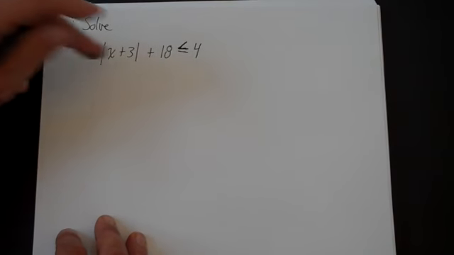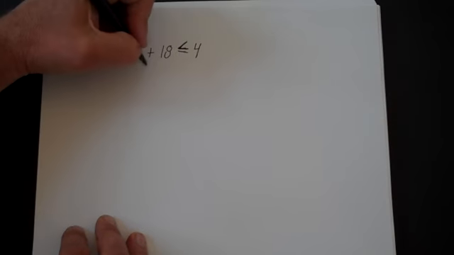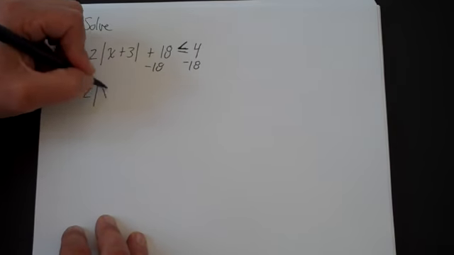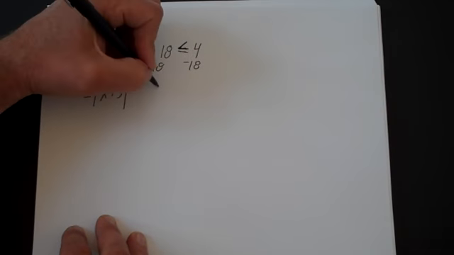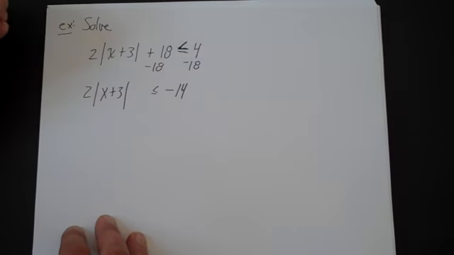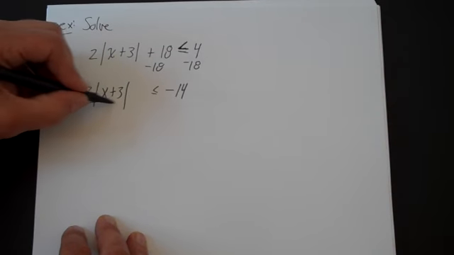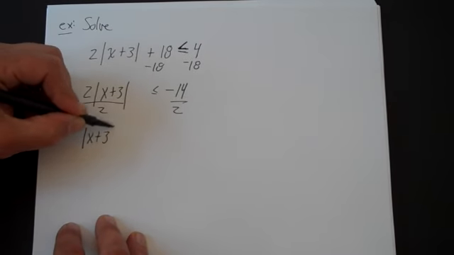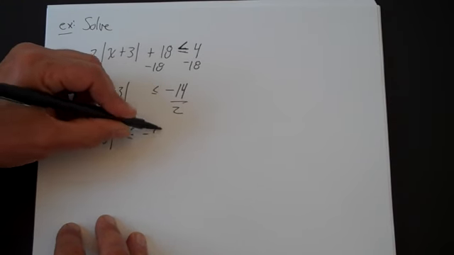Your first step, isolate the absolute value term. So you're going to subtract 18 and subtract 18. 2 absolute value of x plus 3 less than or equal to minus 14. Let's divide both sides by 2. Absolute value of x plus 3 less than or equal to minus 7.